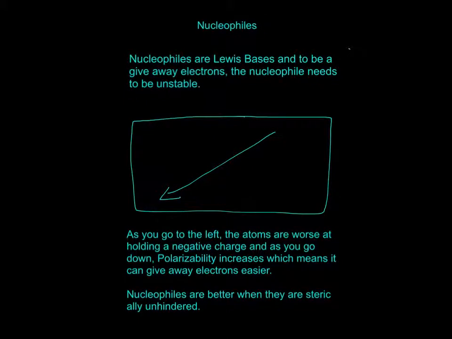So nucleophiles are actually just Lewis bases, right? Because Lewis bases donate electrons, and that's what nucleophiles do. They just donate electrons because the nucleophile itself is unstable. So the trend for that is this way. It's the opposite of electronegativity. So that means the nucleophile strength will increase as you go to the left and as you go down.